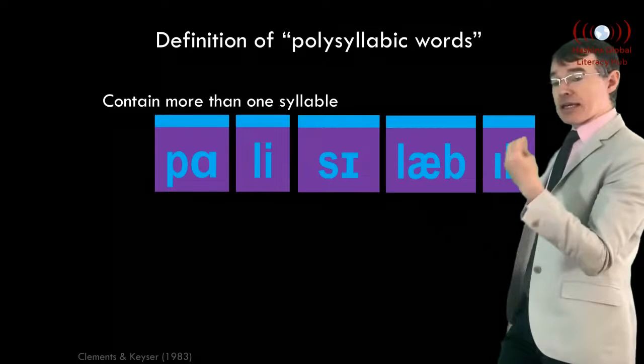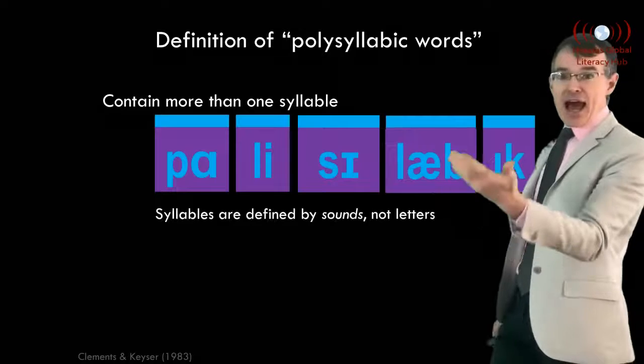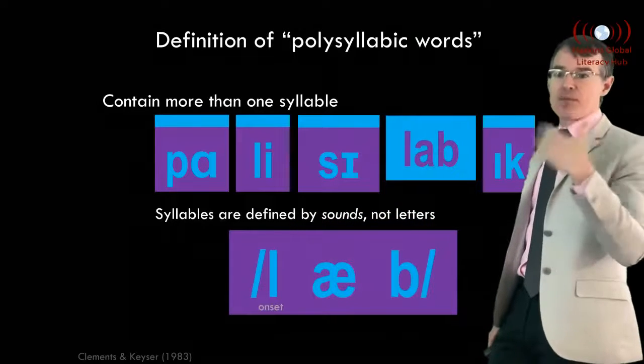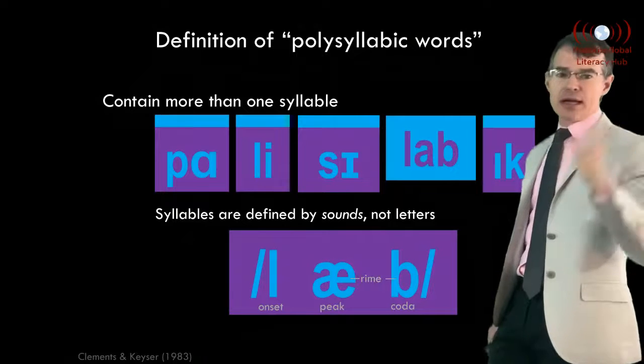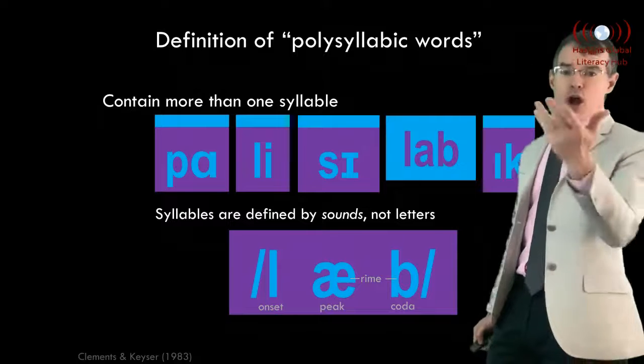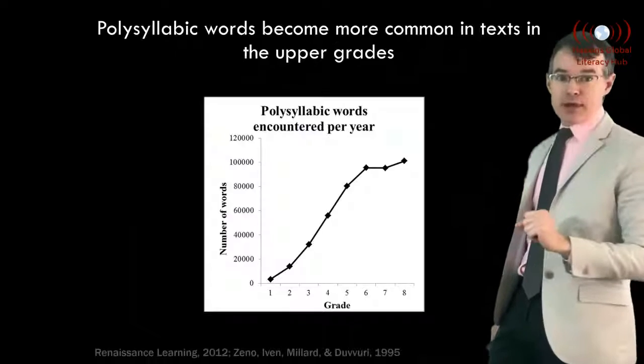Syllables are actually sounds. This is the way you write the word polysyllabic with sounds. And they're defined by those sounds, like lab, and those have parts to them. There's an onset, a peak, and a coda. There's a rhyme unit. That's not important. What is important is that these words are defined by their sounds, not their letters, and that they always have a vowel in them. And I'm going to return to that point.